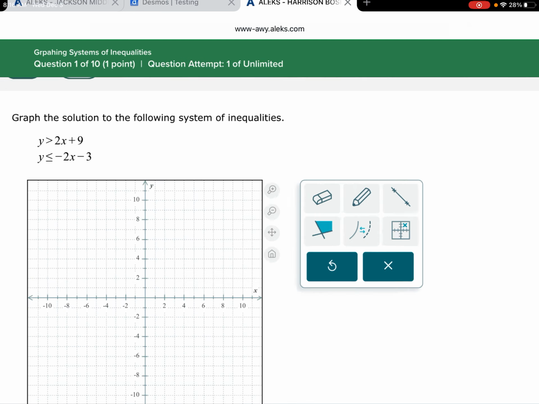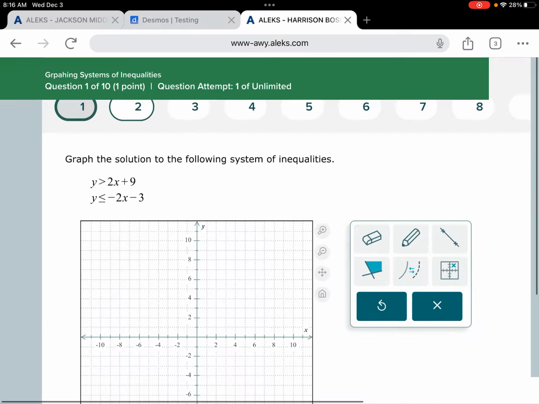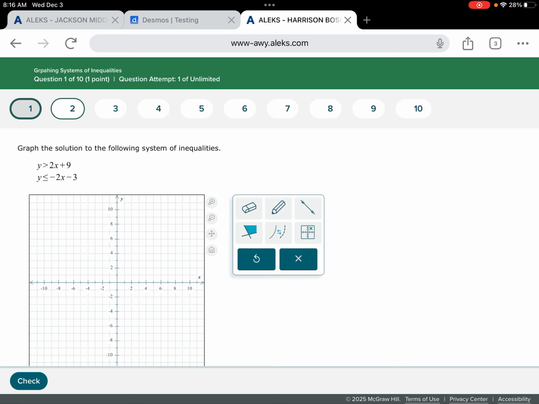So I'm going to start with the very top inequality. y is greater than 2x plus 9. And I'm not going to focus on the shading so much. If I can zoom out, there we go. I'm just going to focus on graphing the lines first. And that's what I would suggest you do too when you're doing these, is just get the lines drawn first.